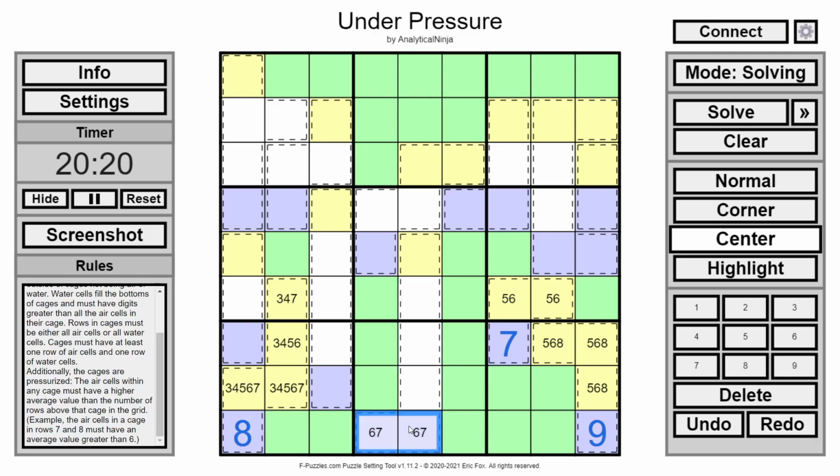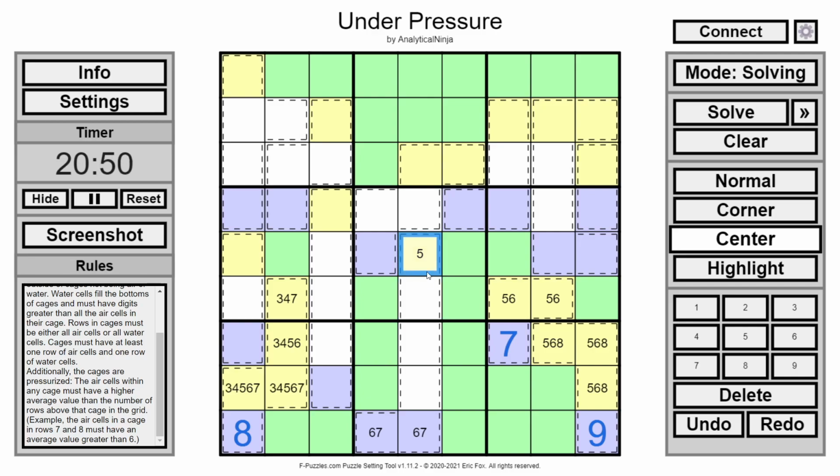But all water cells have to be greater than all air cells. So the maximum air cell we can now have is 5. And we need to have an average greater than, what did I say, 4? So we could either have just 5, or we could have 4 and 5. But I think that's it. We couldn't put a 3 in there because that would bring down the average too much. Because 4 and 5 average 4.5.